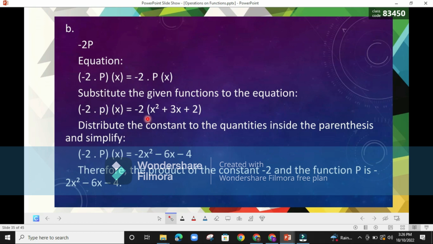Okay, so you write negative 2 times x squared plus 3x plus 2. Then distribute the constant to the quantities inside the parentheses and simplify. So you have negative 2 times p of x is equal to negative 2 times x squared, negative 2x squared, negative 2 times 3x, you have negative 6x. The negative 2 times 2, you have negative 4. Therefore, the product of the constant negative 2 and the function p is negative 2x squared minus 6x minus 4.